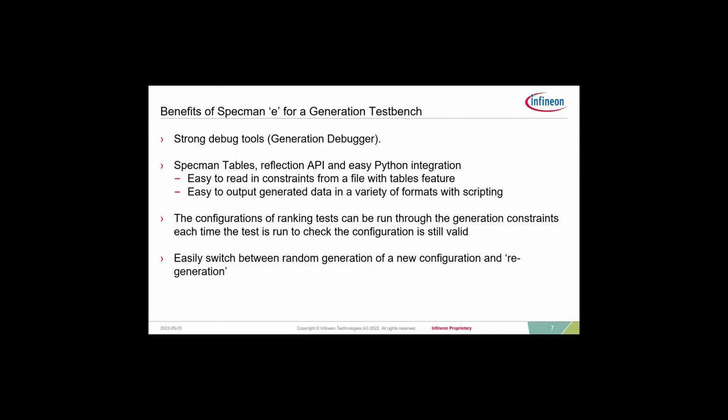And I guess Tim touched on these final two points. If you're able to read in pre-generated files, you can also read in pre-generated configurations and check that those configurations are still valid if you do end up changing your constraints. And it's very easy to switch between random generation and regenerating these old configurations, because you just essentially don't import your SpecMan table macros.